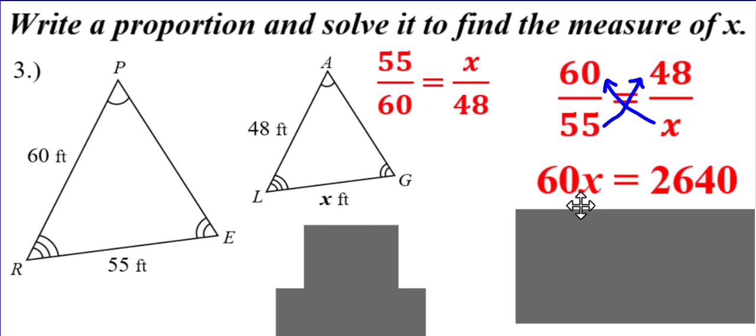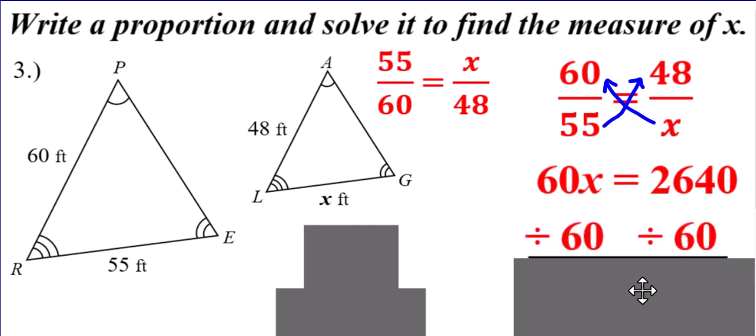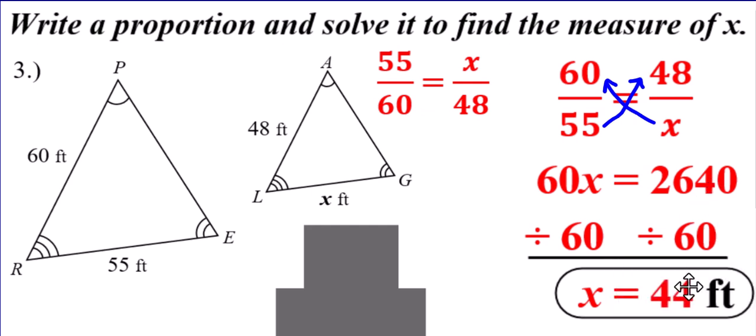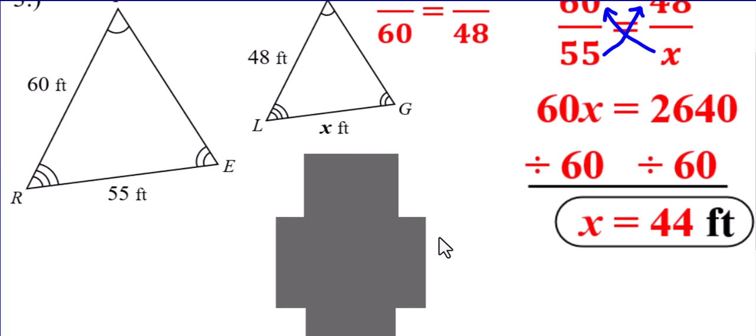Keep the equal sign in between, just like you had the equal sign in between to begin with. And then do the inverse of multiplication, which is clearly division. Do it on both sides. That'll give us x by itself. Right side will give us, calculator time, 44. And we are talking about the measure of feet here, if you look at the original drawing. And there you go.